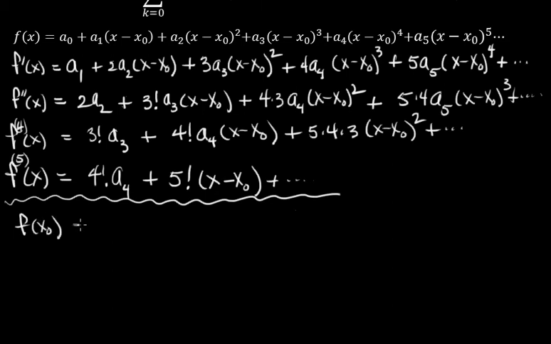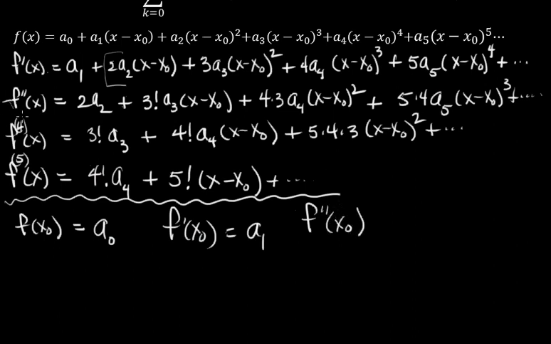What is f of x naught? Well, f of x naught, look up here at our function f of x. When you plug in x naught, every single term from a1 on is 0, because x naught minus x naught is 0. So f of x naught is a0. Well, what is f prime of x naught? Look at our derivative f prime. Every time you plug in x naught from here on, it's 0. So f prime of x naught is a1.